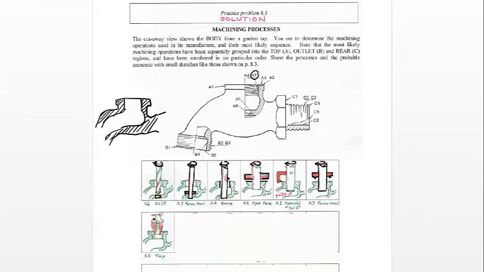In A5 the last thing to do is to make the threads. In order to do threading internally we use a tapping tool. So the process will be called tap, and that gives you the threads.